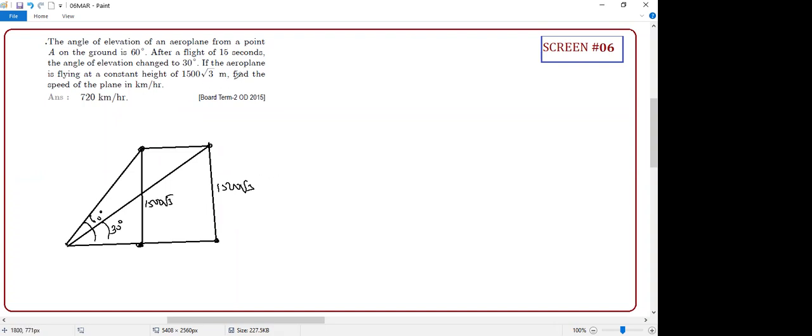Then the question: find the speed of the plane in kilometer per hour. Sir, we are having meters and the time is in seconds. So I'm saying, find the speed in meter per second. Later, at last, we will convert. Okay, so no need to worry now, right? Are you clear, Shivani? Yeah, sir. No worry now.